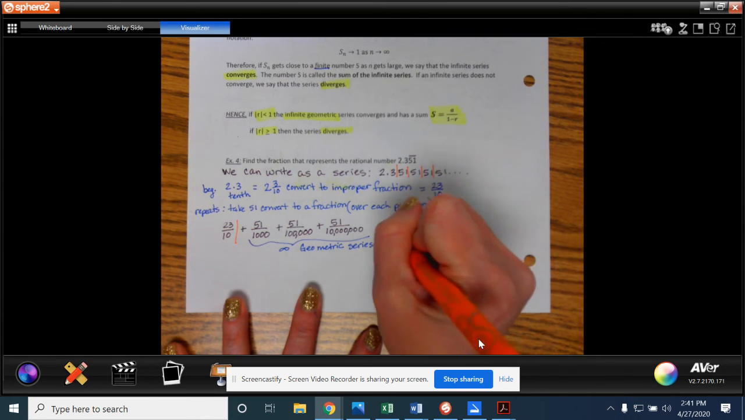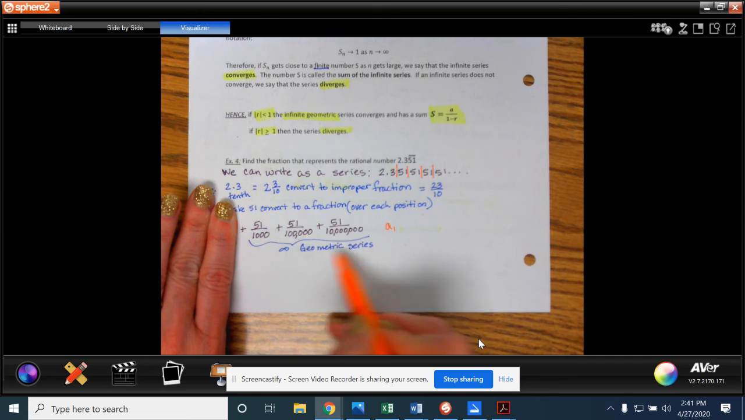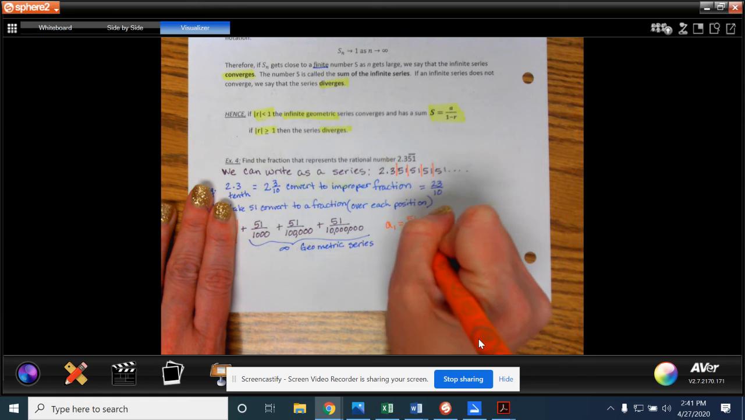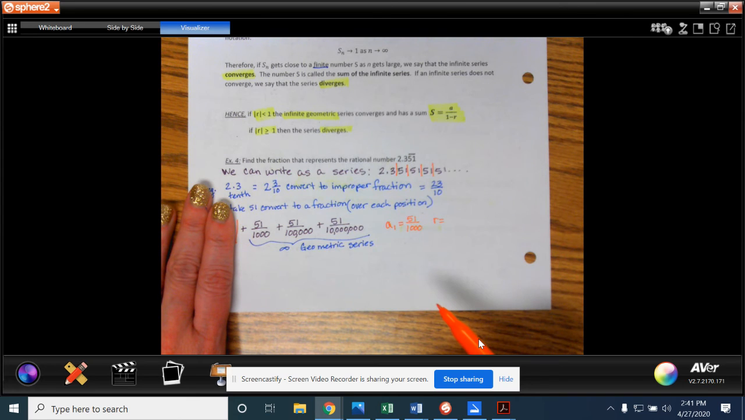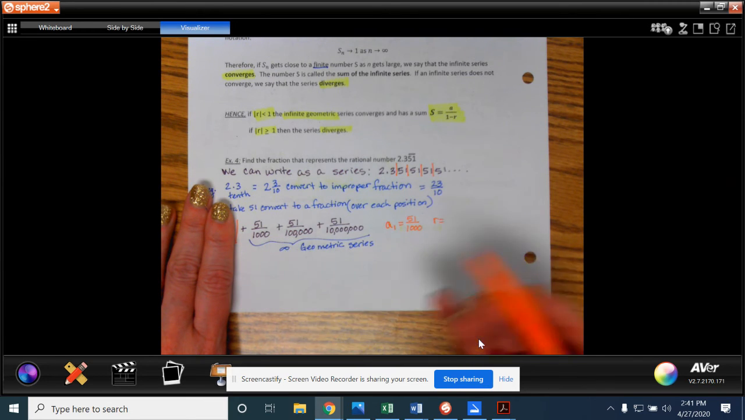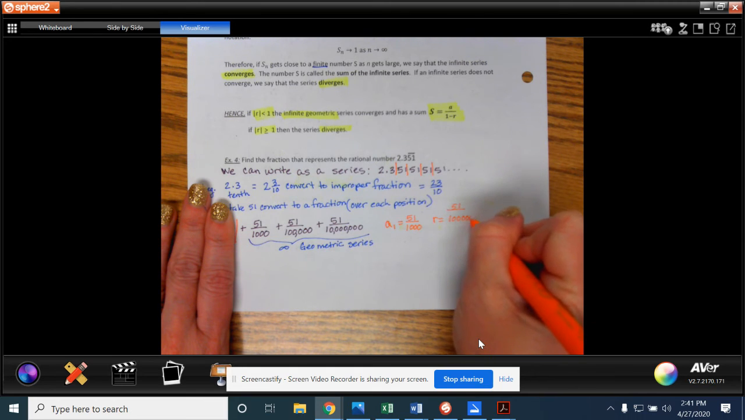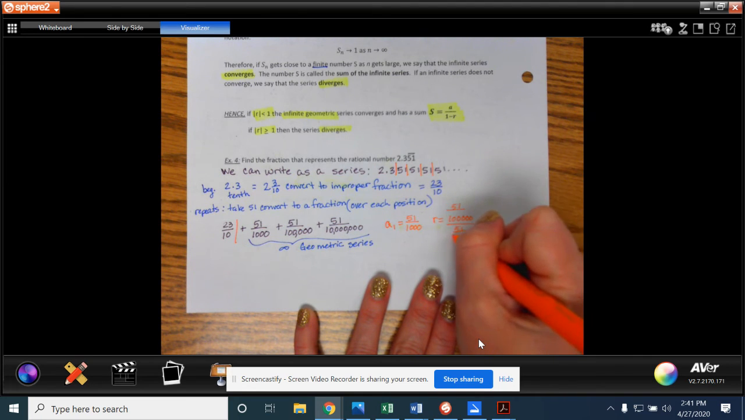Okay, so A1, I'm only looking at the infinite geometric series part. So my A1 is going to be 51 over 1,000 in this series. My R, take any position in the series, divide by its predecessor. Well, I prefer not to deal with the larger denominator, so I'm going to take A2 divided by A1. So you have 51 over 100,000, which is divided by the fraction of 51 over 1,000.